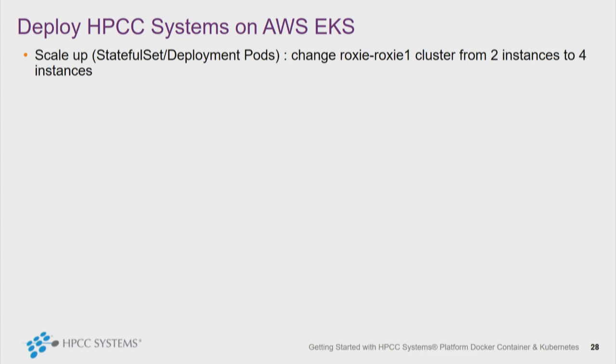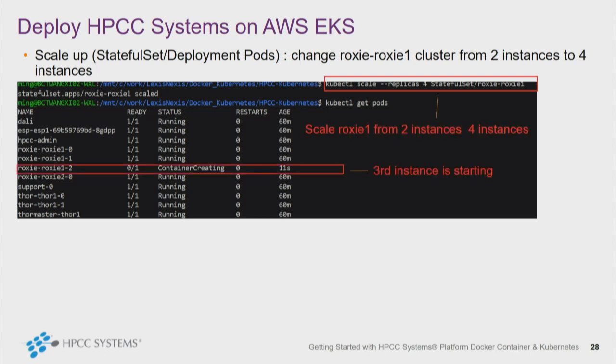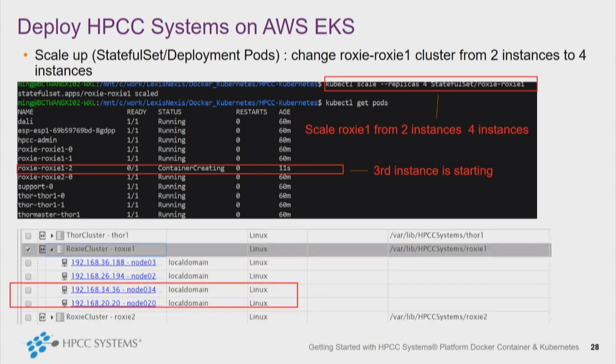Now, for the scalable pods, you can use the Kubernetes command to scale down and scale up. In this one, we try to scale up Roxie cluster 1 from 2 nodes to 4 nodes. That is how you run it. So you see when you start it, the 3rd node is coming. Now this deployment, we do sequentially, so they start one by one. The first one finishes, and then the second one will start. And here are the extra 2 Roxie nodes added.